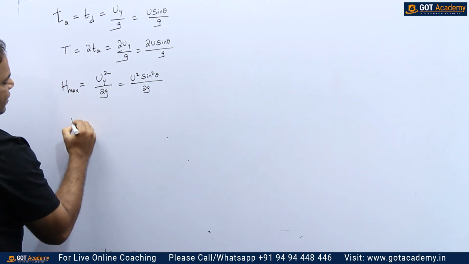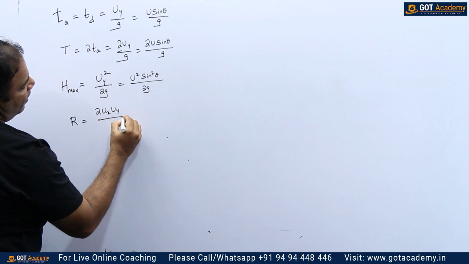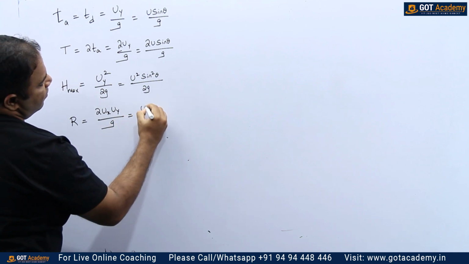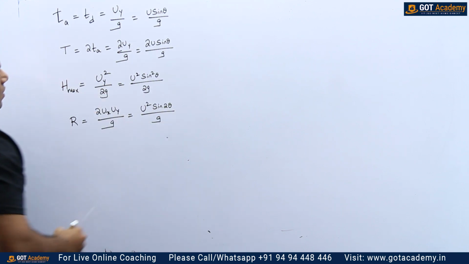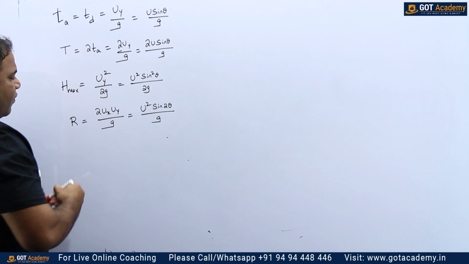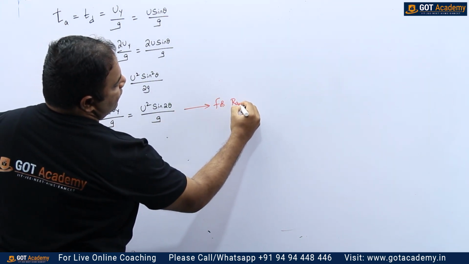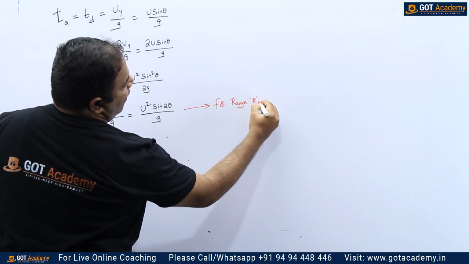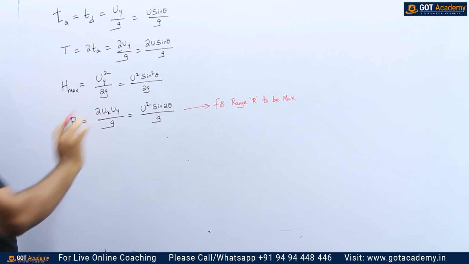Then for range, we have studied as 2 times ux uy by g, which is equal to u square sin 2 theta by g. So like this we have studied. If you observe carefully, you will get one question. For range R to be maximum, what do I have to do?